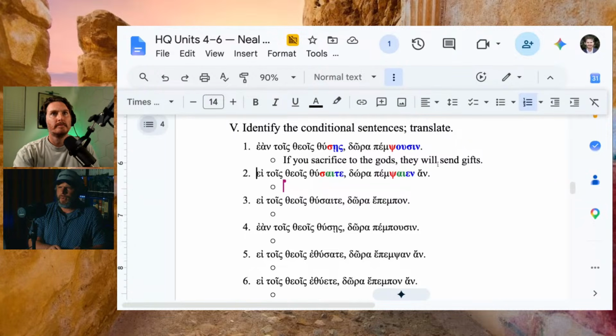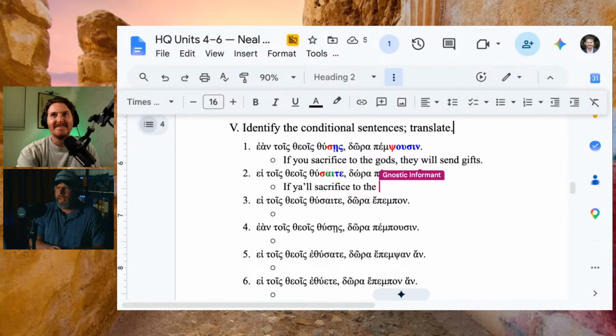So if, obviously, it's once again you plural, or like y'all. If y'all sacrifice, give it a little apostrophe there. If y'all sacrifice to the gods.